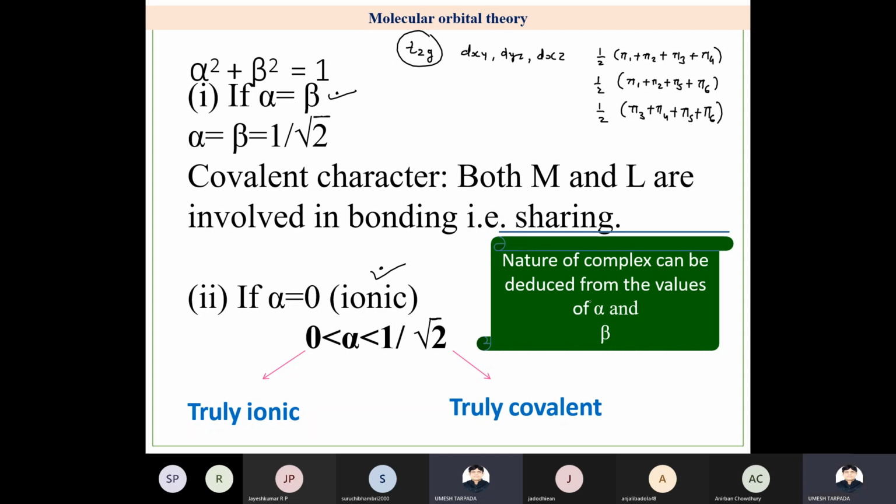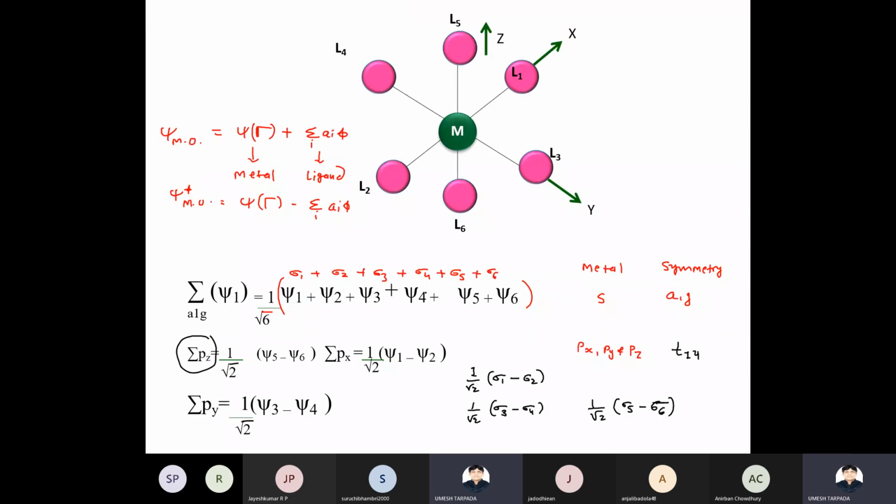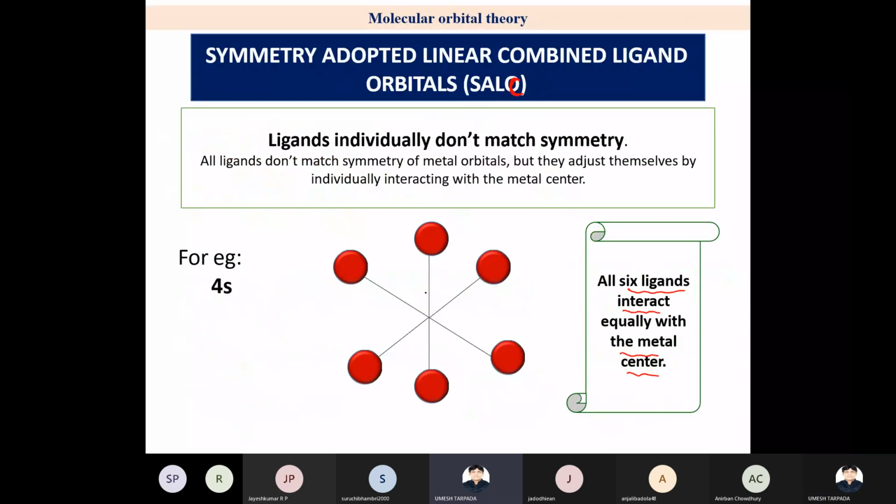So in this way, see, from alpha and beta, you can find the nature of the complex, whether it is ionic or covalent. Okay, alpha value is 0, then what is its nature? Ionic. It is purely ionic. If alpha value is 1 upon root 2, it is purely covalent. And if it is in between, then you can have both characters, that is sharing. So now this picture is clear. Only T2G forms pi bond whereas other orbitals form the sigma bond. So T2G can't form sigma bond. Is it okay? Yes, sir.